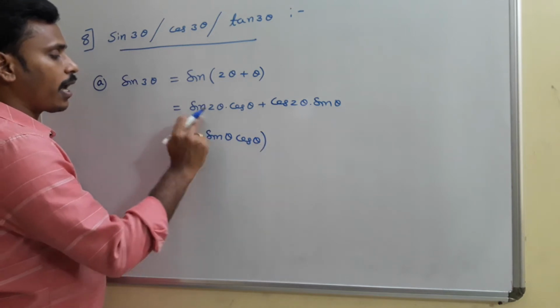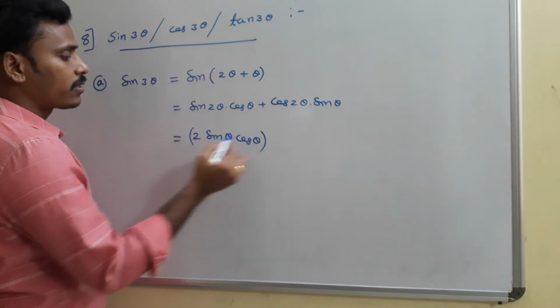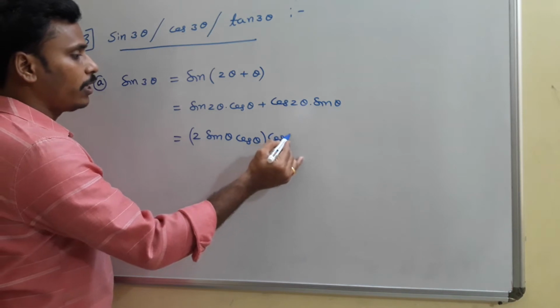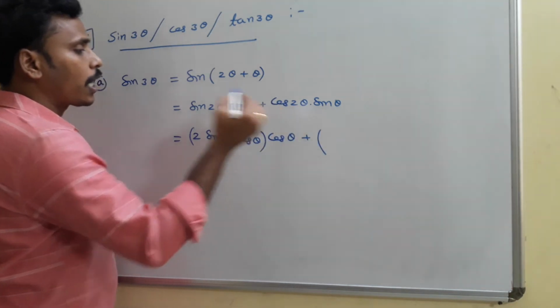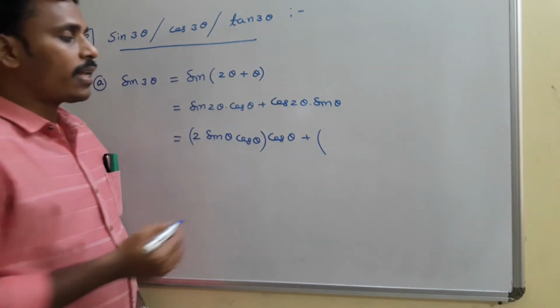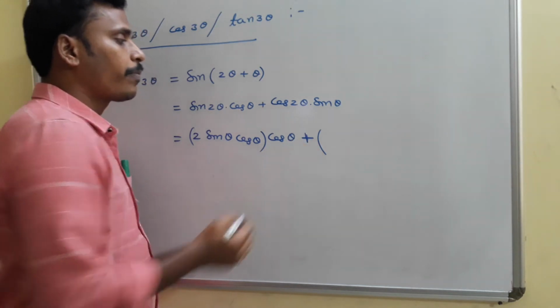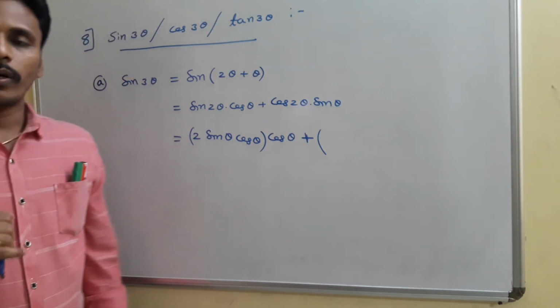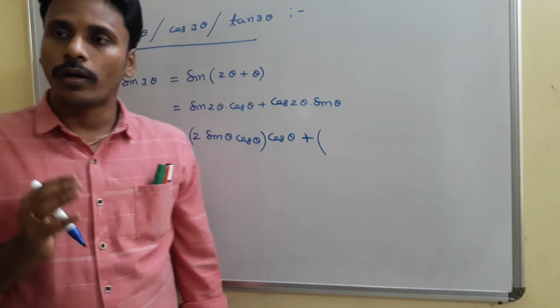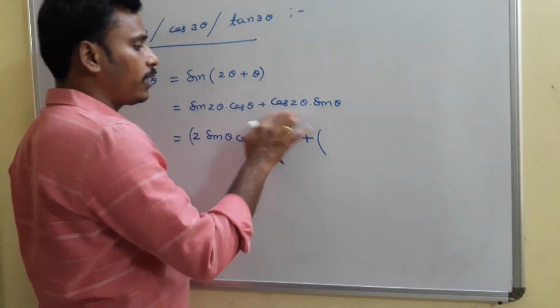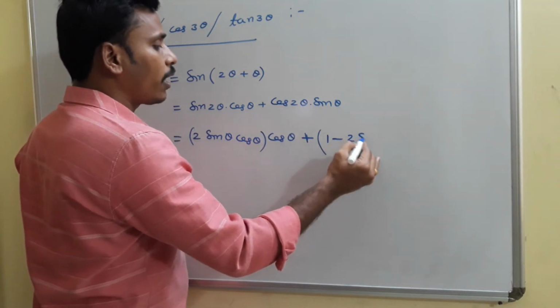In the last class I provided you this formula. Sine 2 theta is 2 sine theta cos theta, into cos theta, plus cos 2 theta. Cos 2 theta has different options to rewrite: cos square theta minus sin square theta, 2 cos square theta minus 1, 1 minus 2 sin square theta, like that. Here I wish to convert everything in terms of sine.